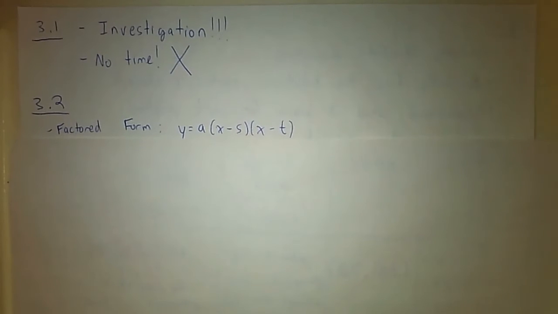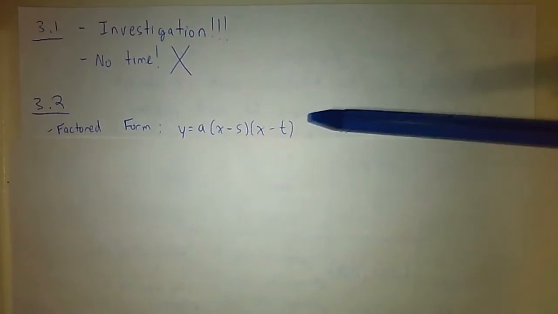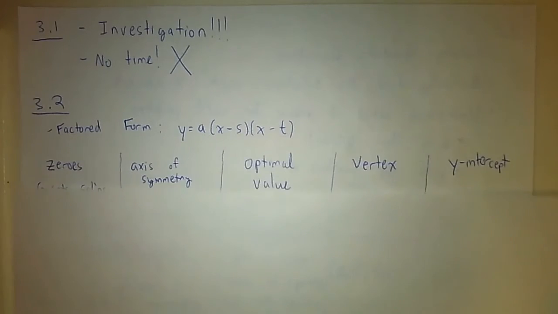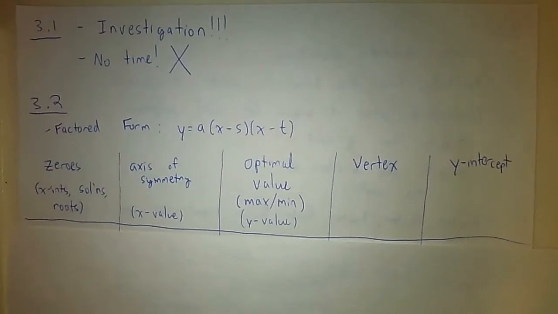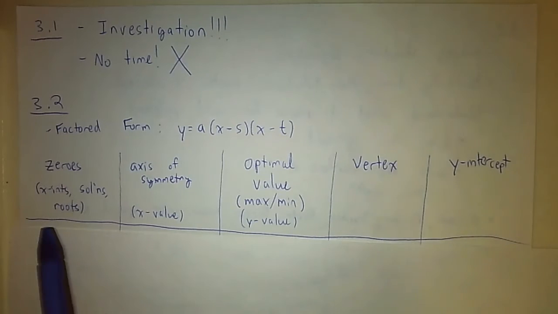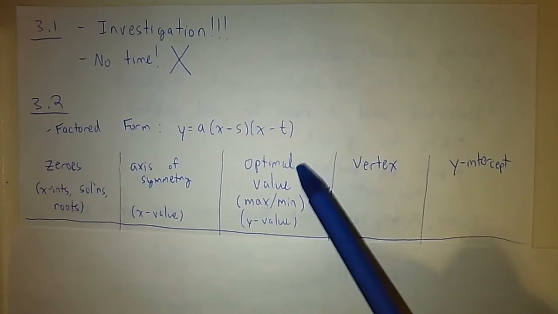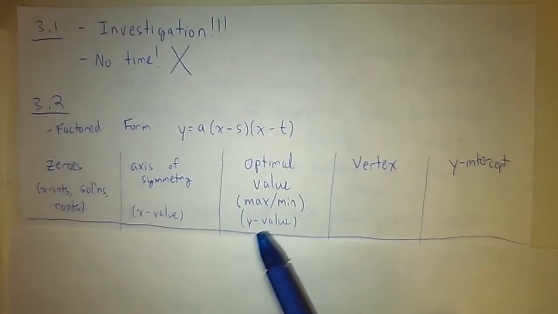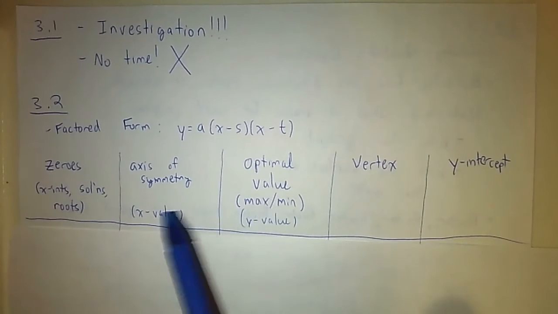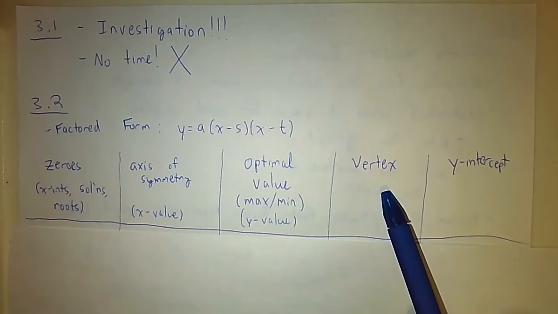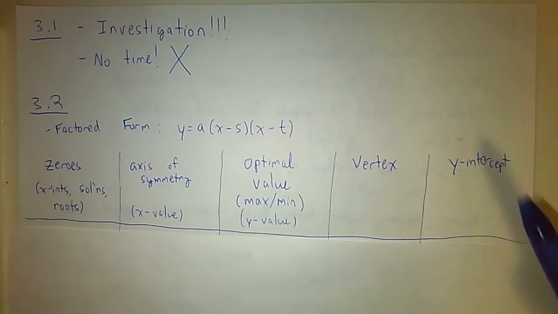Then we got to 3.2. 3.2 was looking at factored form, and all of the things we can figure out from factored form if I have my factors here. So we could find all of these things. We could find the zeros, which are the x-intercepts, the solutions, the roots. We could find the axis of symmetry, which is just an x value. We could find the optimal value, which is a max or a min value, which is a y value. So these go together to form the vertex. And remember, in grade 9, if we want to find the y-intercept, we set x equal to 0.